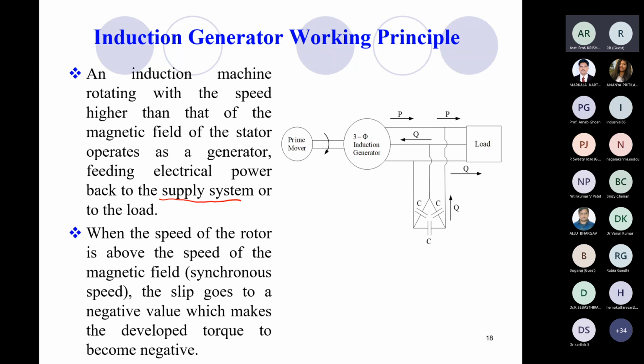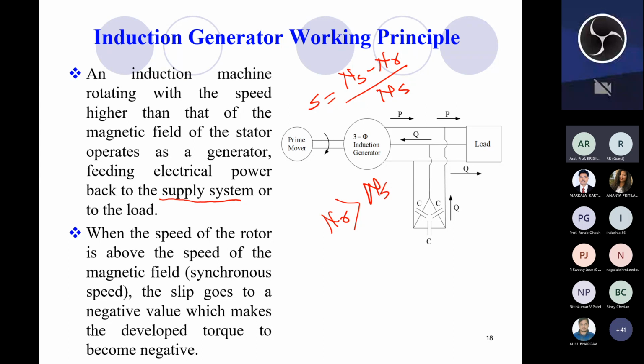Now when the speed of the rotor is above the synchronous speed, that is the speed of the magnetic field, the slip becomes negative. We know the expression of slip is (ns - nr)/ns. Now if nr, that is the rotor speed, is greater than ns, the value of slip is negative. If slip is negative, the developed torque becomes negative, which means the direction of power flow in an induction machine, which is normally from stator to shaft, reverses. That means whatever mechanical load is connected to the shaft, it will normally drive that mechanical load.